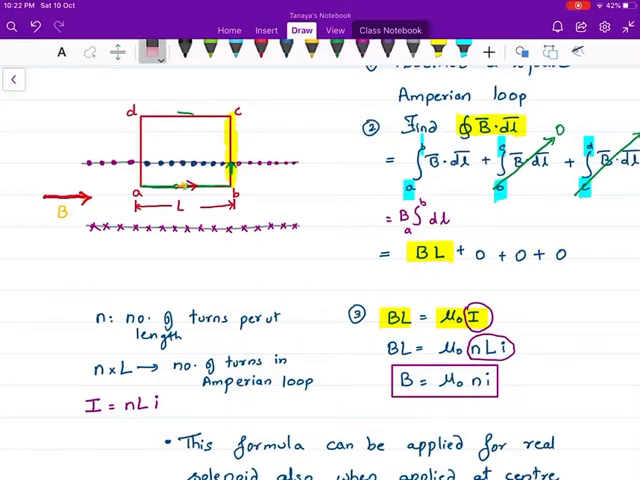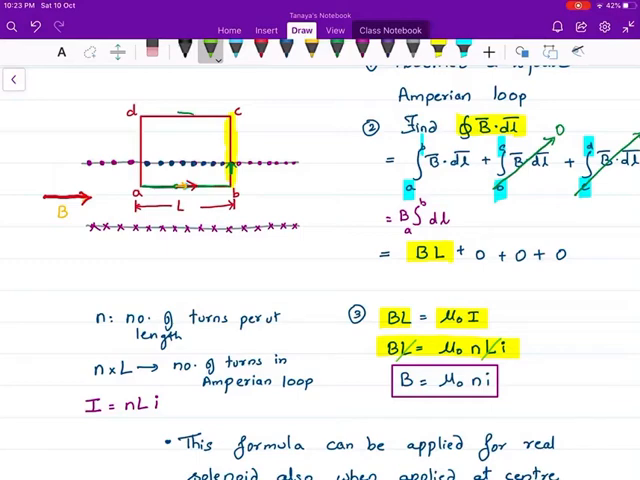So what is the equation that I get? I get BL is equal to mu naught n L i, where n is the number of turns per unit length, capital L is the length of the Amperian loop, and small i is the current flowing through the coil. So by solving this, L on both sides is going to get cancelled, and we get the magnetic field inside the solenoid equal to mu naught n i.